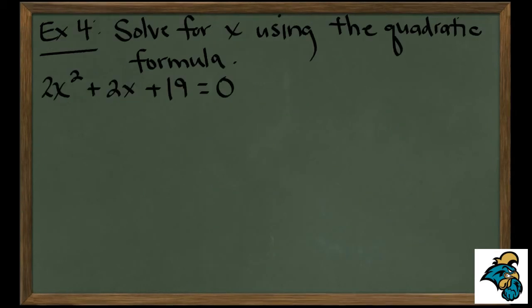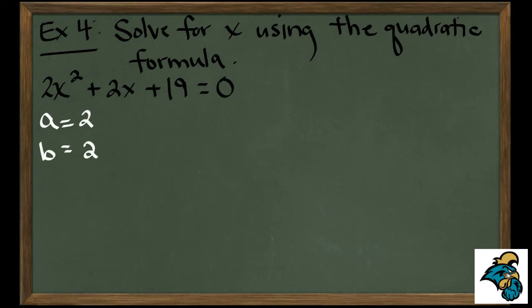Now that we're familiar with simplifying radicals that have a negative inside, which are going to result in an imaginary value with the i, let's combine that with solving for x using the quadratic formula. So we're going to use the quadratic formula and we're going to get a result that has an i in it. So let's see how this works.